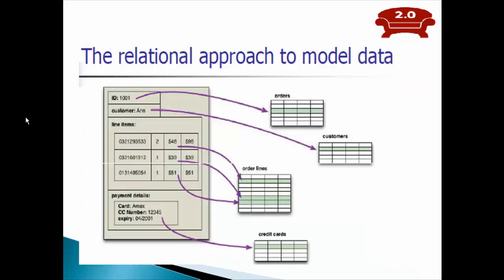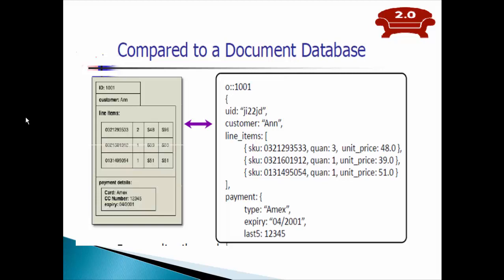Okay, so the relational approach to model data. On the right hand side, take the sample of any order management system, where you can see order ID, customer, line items, and payment details, which will be associated to the corresponding tables, and how it looks.